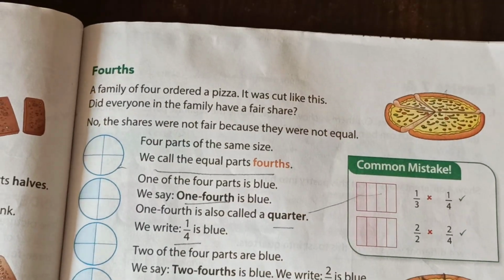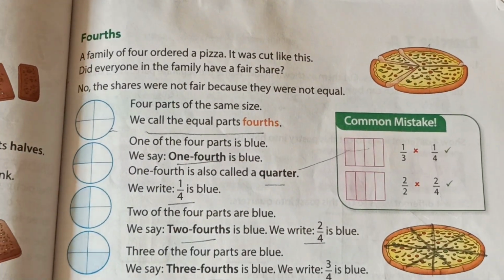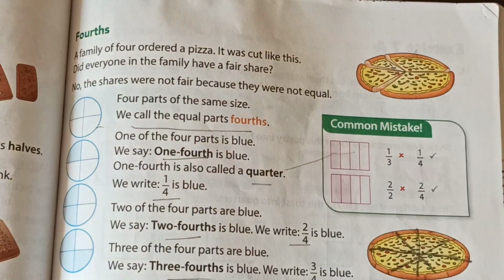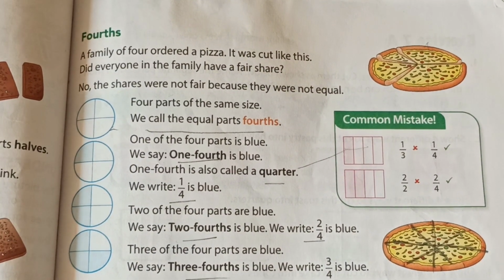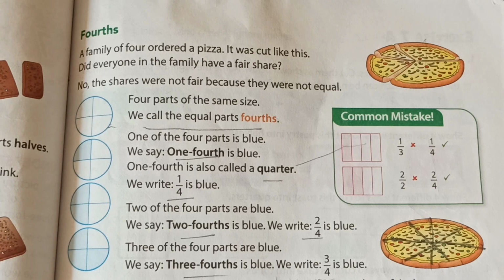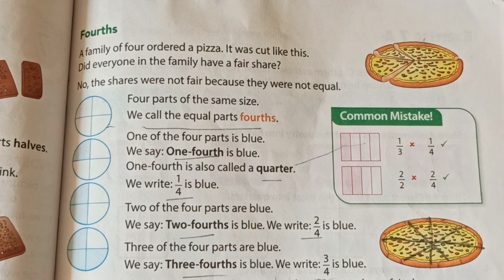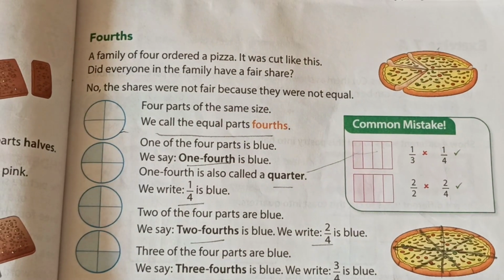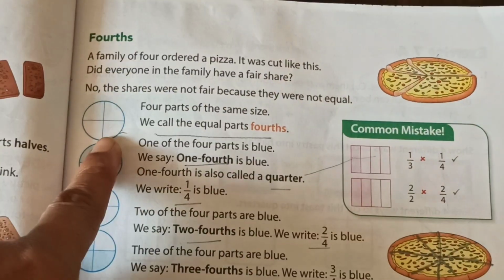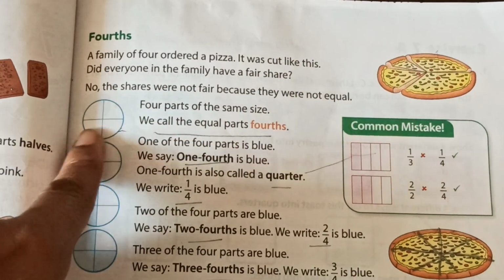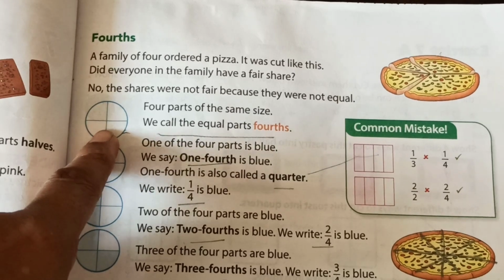Then fourths. See here one pizza, and when we cut 4 parts, total how many? 4. See here, this is a pizza. Here you can see 4 parts. We call the equal parts fourths.